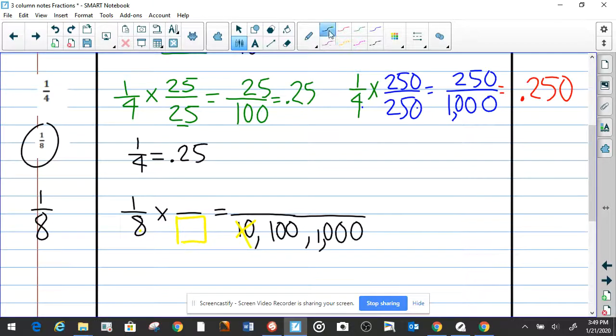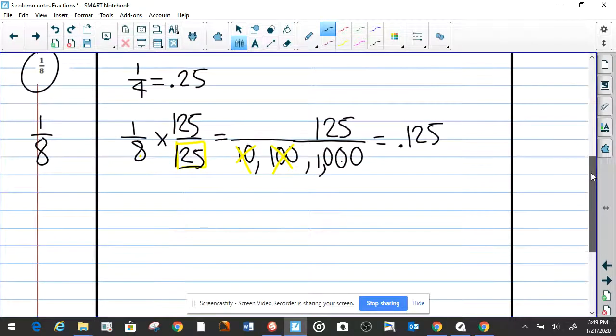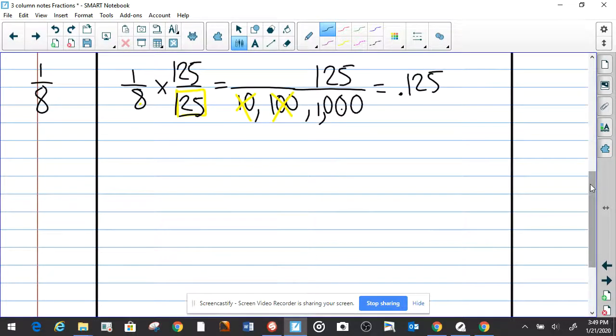But the only number that I know works is 125. So here's what happens. Let me X this one out, because we cannot convert it into a decimal by converting the denominator into 100. But we can convert it into 1,000. 8 times 125 equals this number right here. So now we know 1 times 125 is 125. And now we can write this as a decimal. So it's going to be decimal point 125 thousandths.